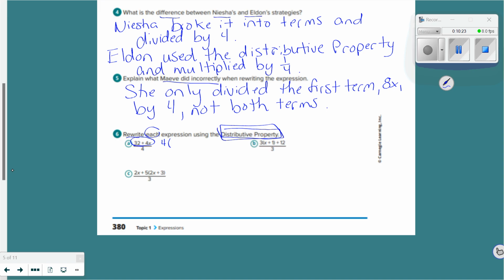32 divided by 4 gives me 8. 4x divided by 4 gives me 1x or x. And then they're both being divided by 4. So I've now rewritten that using distributive property, yes? So now I could solve it if I want to. I can simplify even further. What's 4 divided by 4? 1. So I can now rewrite that as 1 times 8 plus x, which 1 times anything is just that number. So that comes down to 8 plus x.